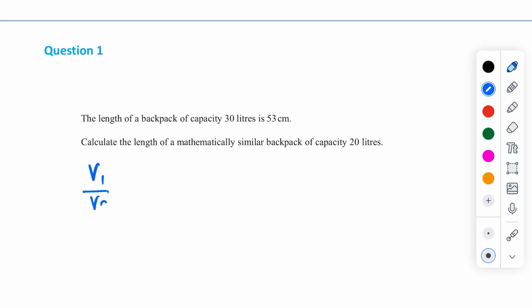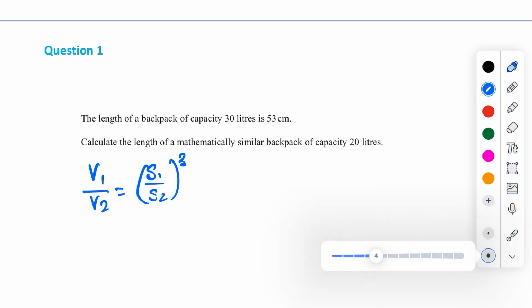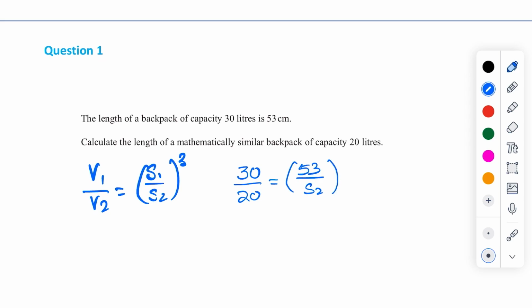Volume 1 upon volume 2 equals side 1 upon side 2, whole cube, because I'm talking about volume and length. So the volume is nothing but how much it holds. It is 30 and the other one is 20. Now the length of that one is 53 and the length of the other one or side is unknown, whole cube. Now what do we do? 0 and 0 get cancelled. Cube becomes cube root. Cube root of 3 upon 2 equals 53 upon S2.